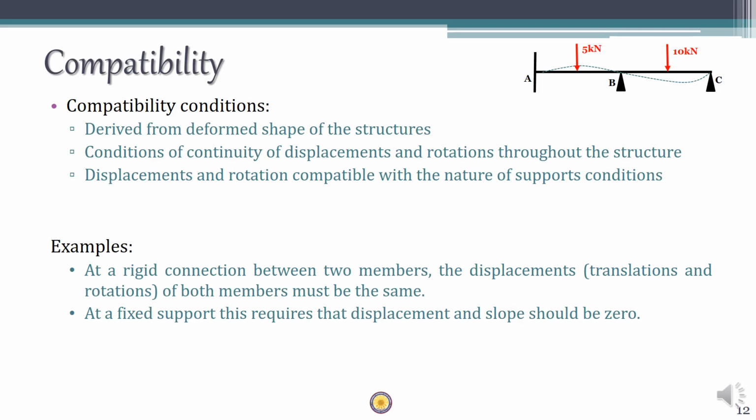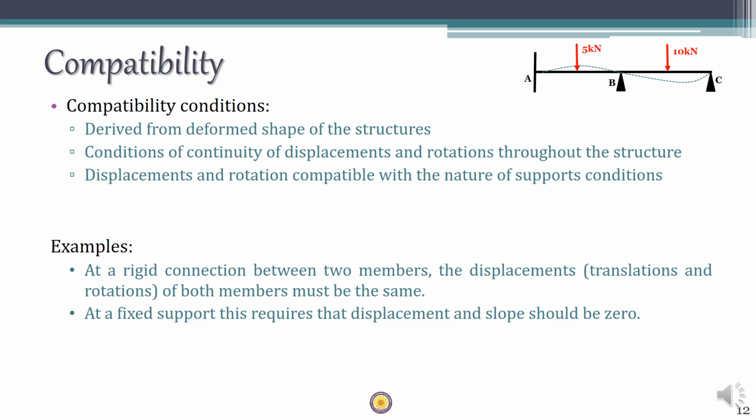Okay, compatibility conditions. These compatibility conditions are basically those conditions which are derived from the final deformed shape of the structure. Once the load is applied, the structure will deform according to the support condition and the loading given. The deformation should be in such a way that the continuity of the displacement and rotation are ensured throughout the structure, and also it is compatible with the type of support provided.